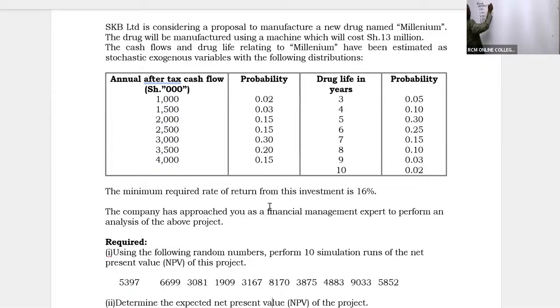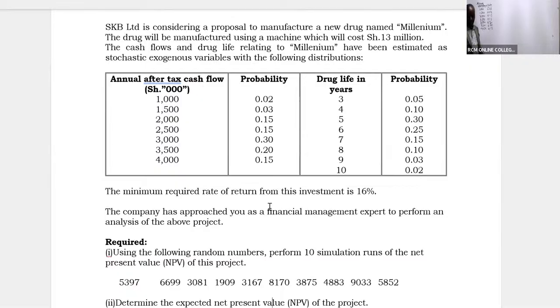And then we have probabilities. So our probabilities, I can see there 0.02. Then we have 0.03. Then we have 0.15. Then after 0.15, we have 0.30. Then we have 0.20, then 0.15, like that. So we have our probabilities.